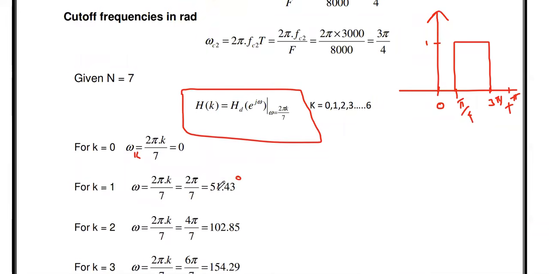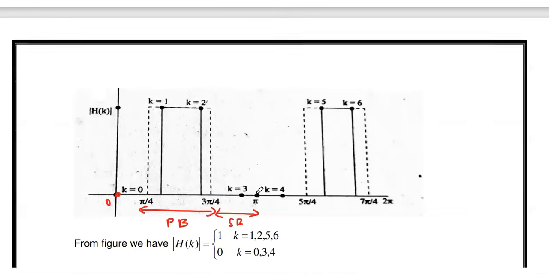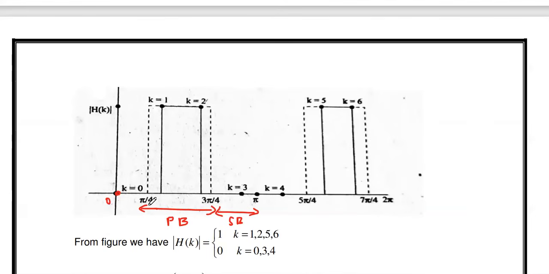Then for k equal to 1, what is the omega value? 51.43 degrees. This pi by 4 is nothing but 45 degrees, so 51 will come here. So at k equal to 1, the omega value is 51. Under that omega equal to 51, what is the Hd of e power j omega value? It will be 1. So under k equal to 1, the H of k value is 1.